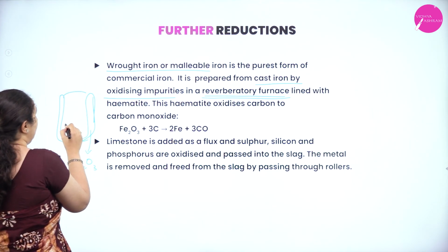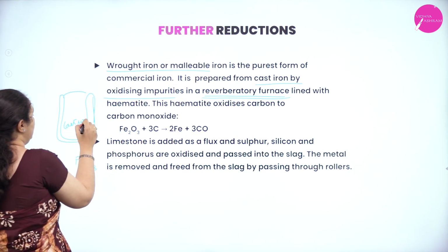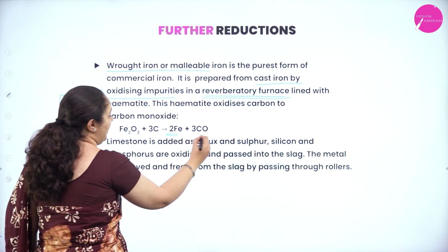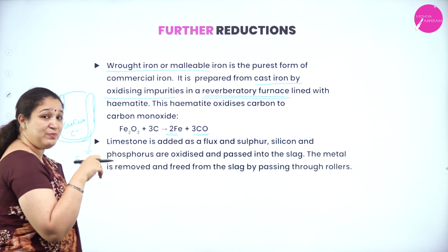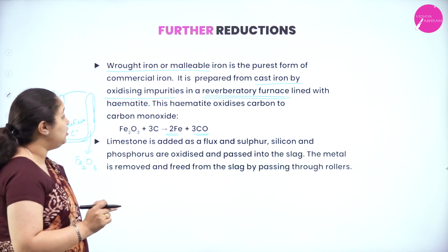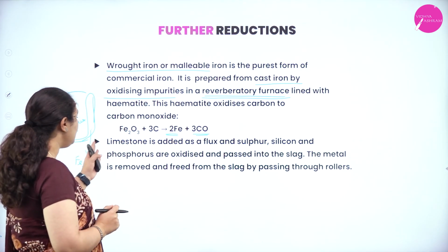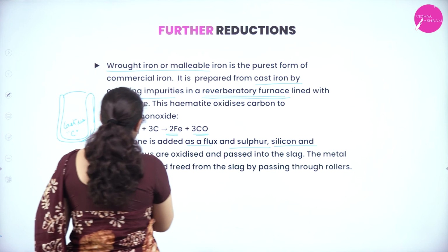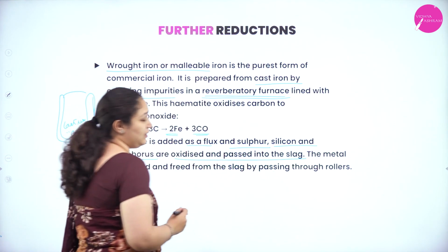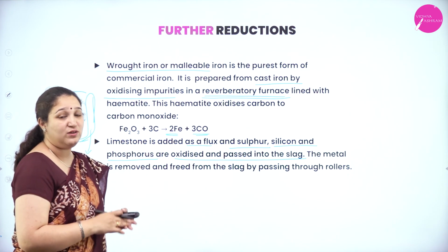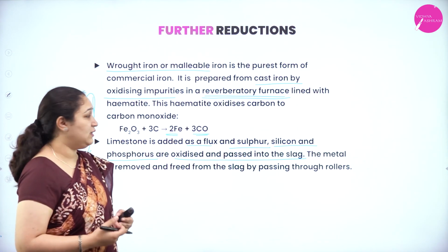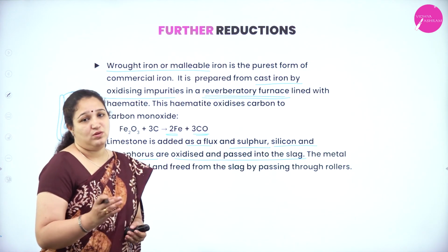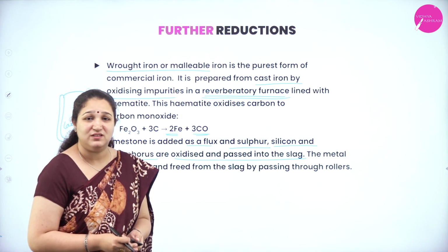And you are adding here what? Cast iron, which contains carbon. So this hematite reacts with carbon to form iron and carbon monoxide. That's how the carbon content in cast iron can be reduced to get wrought iron. Limestone is added as a flux, and sulfur, silicon and phosphorus are oxidized and pass into the slag. So even limestone is added to form slag to remove all the sulfur, silicon and phosphorus impurities. This is how wrought iron is prepared by further reduction.